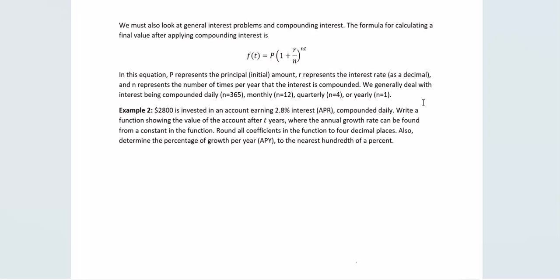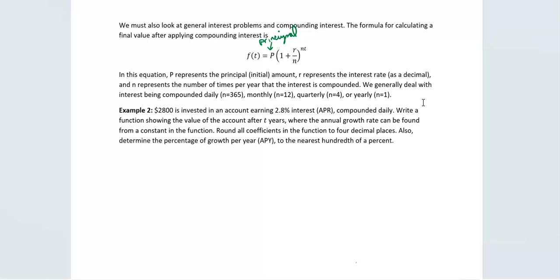So this is the equation that we're going to use to calculate how much money we earned, or rather how much money is in our account after we earned money. So these letters all represent something. So let's talk about what they represent. P represents the principal.